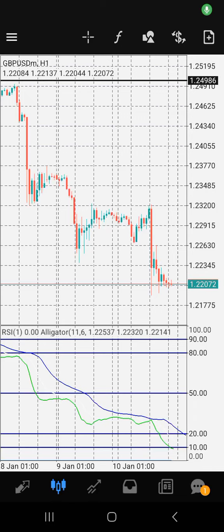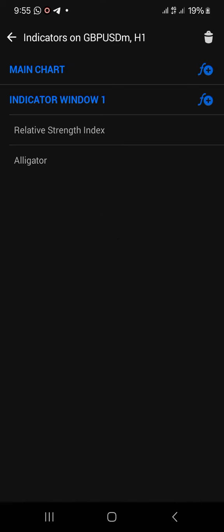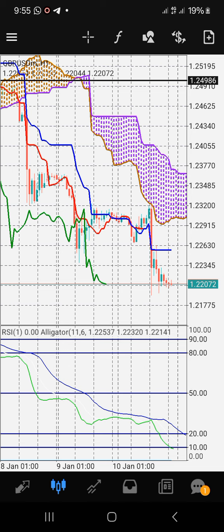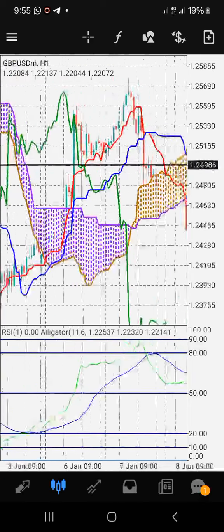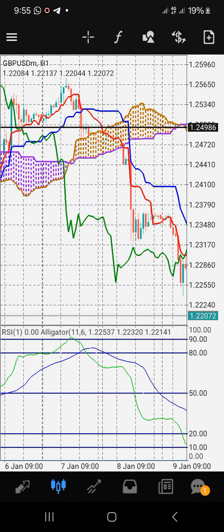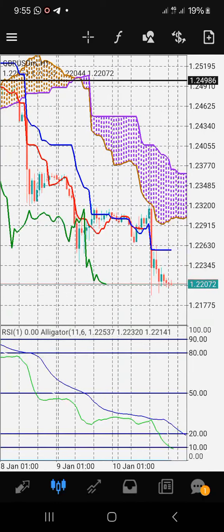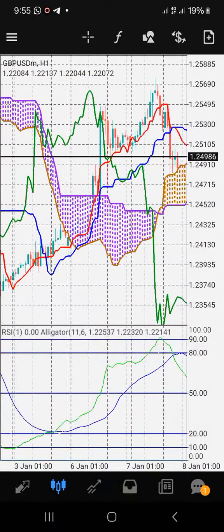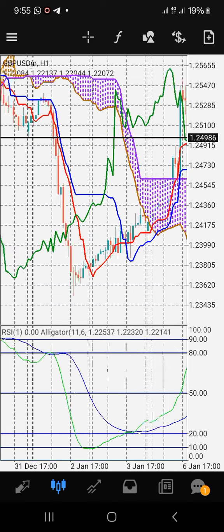Okay, so we are looking at the last part of the Ichimoku. Let's add the Ichimoku from F plus Ichimoku, done. So now we are looking at the Senkou span, that is this thick cloud you see here, which is also the Ichimoku cloud. So how do you use the Ichimoku cloud?